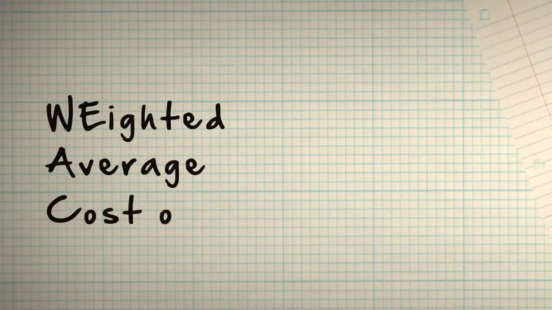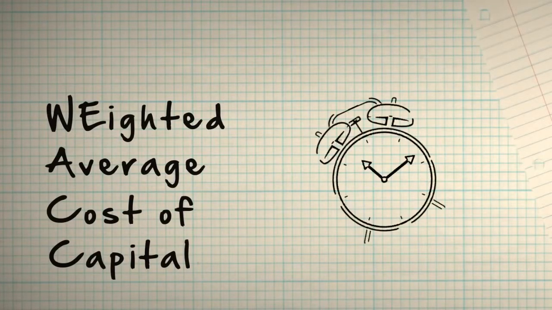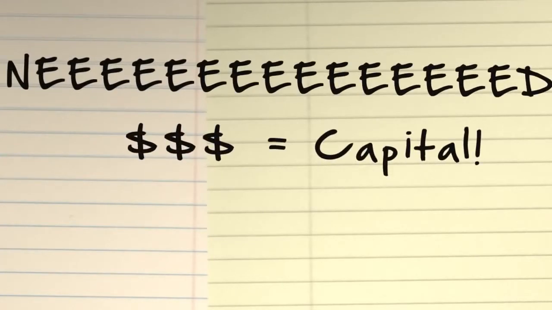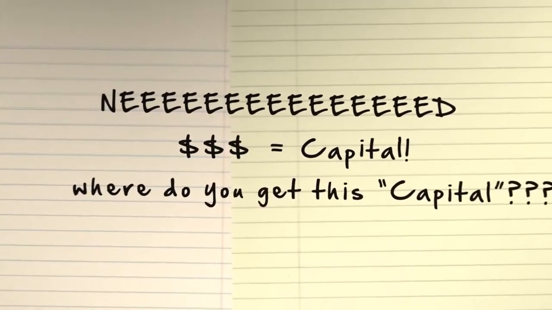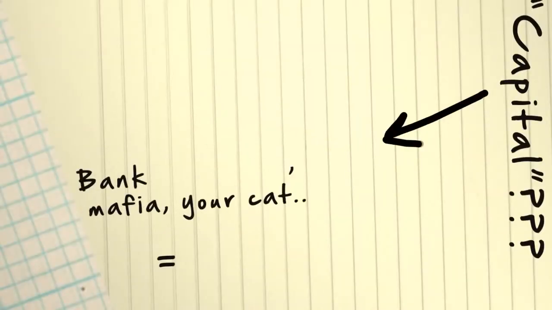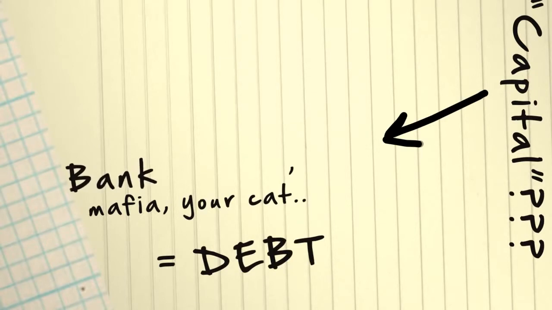Weighted average cost of capital in 3 minutes. Let's say you need money to do business. This is called capital. However, where do you get this capital? You get it from either the owner's money, called equity, or you get it from borrowing from the bank or other sources, called debt.